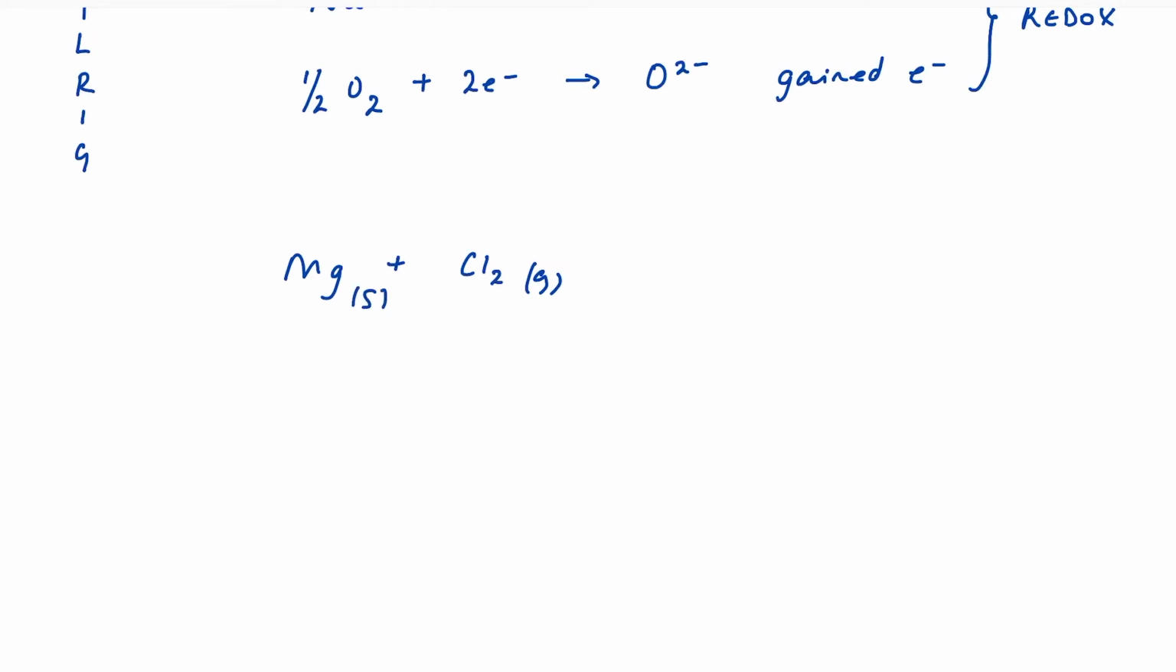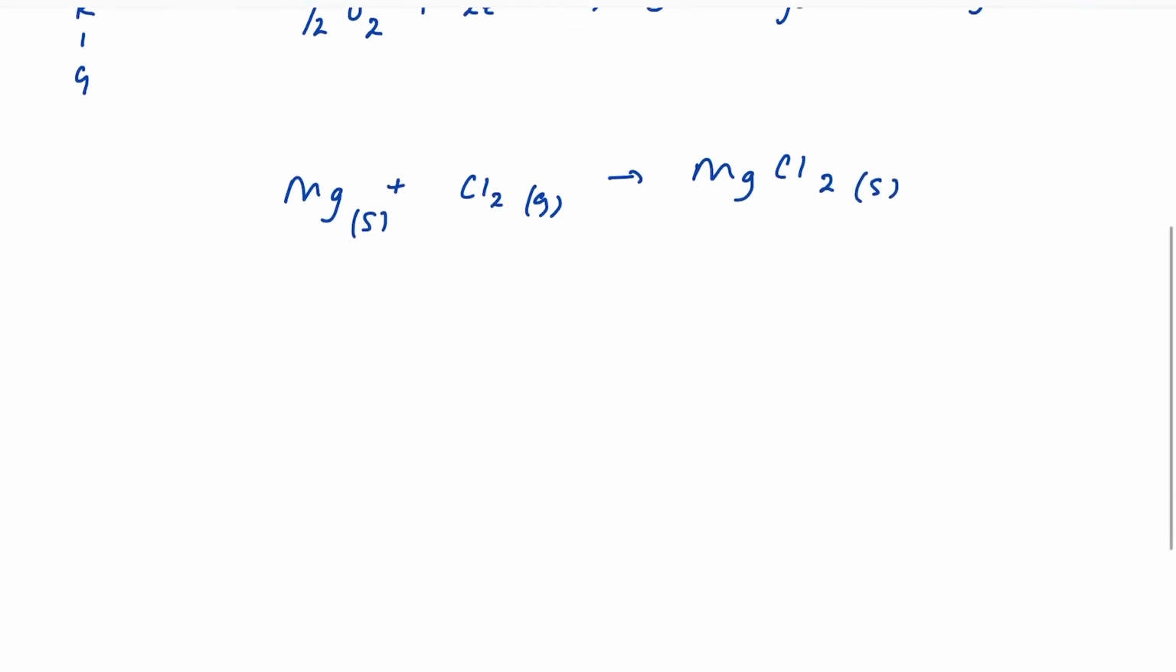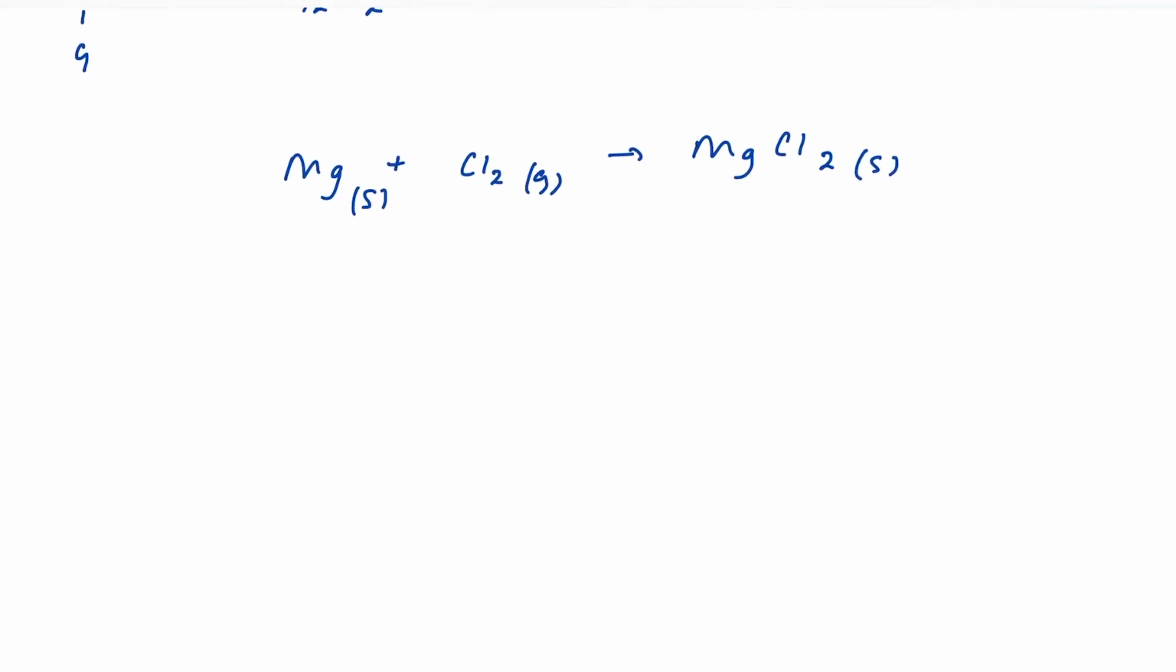So, to make magnesium chloride. Once again, if I look just at the equation here, it's not immediately obvious what has been oxidized and what has been reduced. We need to break it down into half equations.